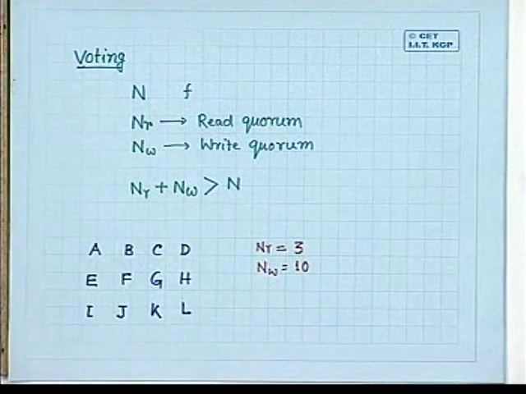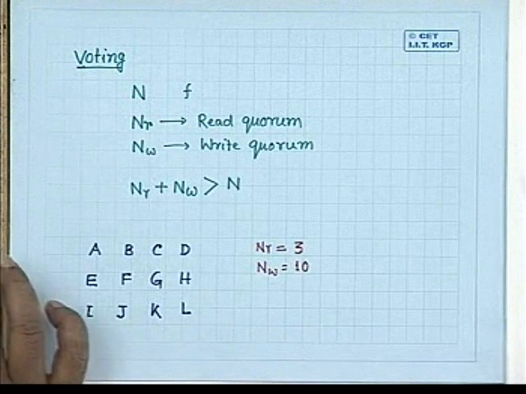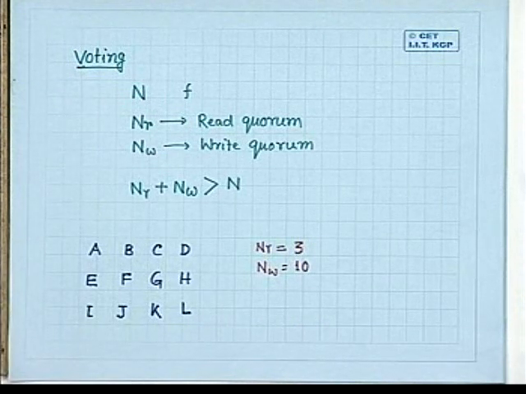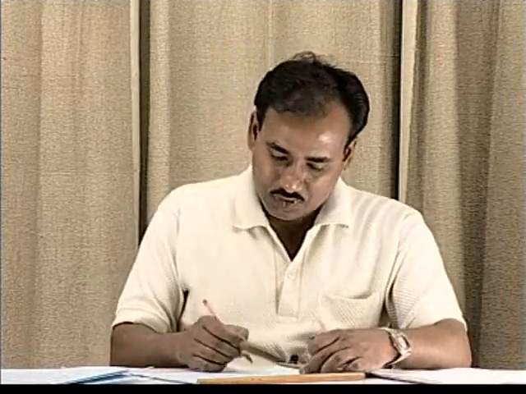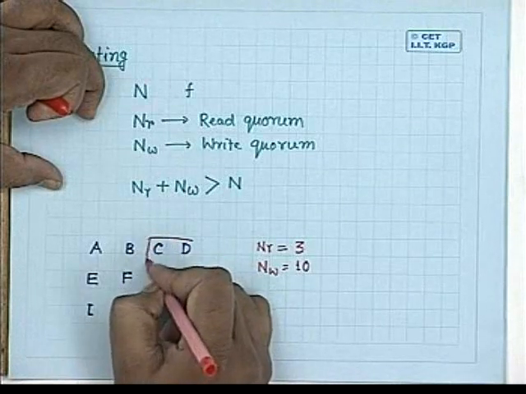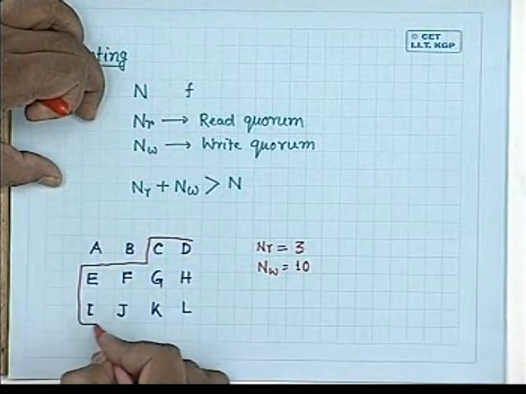As we have said, whenever I want to update a file or write anything into the file, at least 10 machines must agree for the write. Once they agree, the file copies on all those 10 machines will be updated together. So whenever a write operation has to be made on this file F, at least 10 copies will be updated simultaneously. Suppose these are the copies which have been updated.